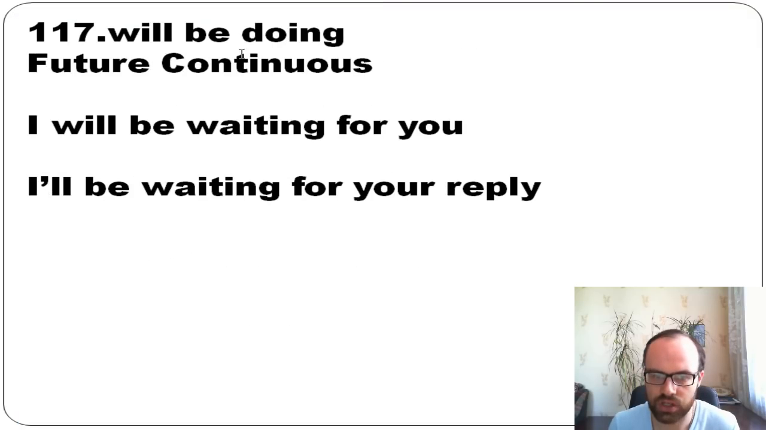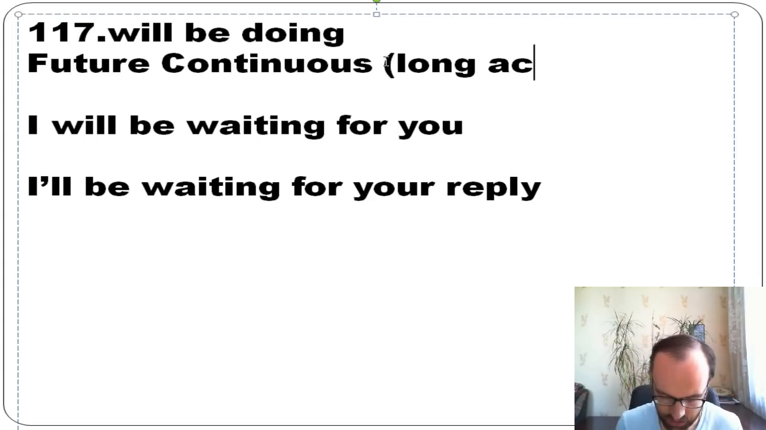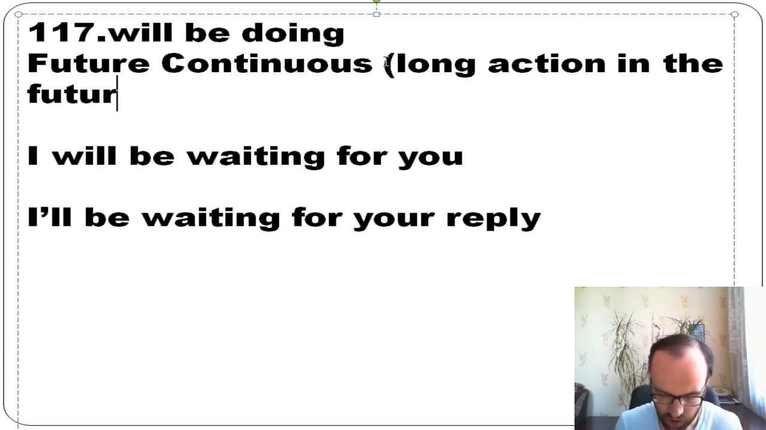Next, future continuous, will be doing. So it's a long action in the future. We often use it in this context. I will be waiting for you. It means that I'll really be waiting for you. It's very important for me. I'll be waiting for your reply. We often use it in this context. I'll be waiting for you. I'll be waiting for your reply.